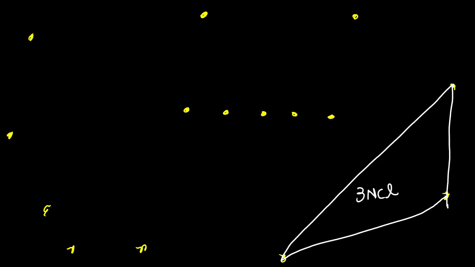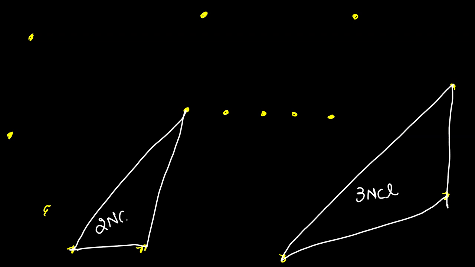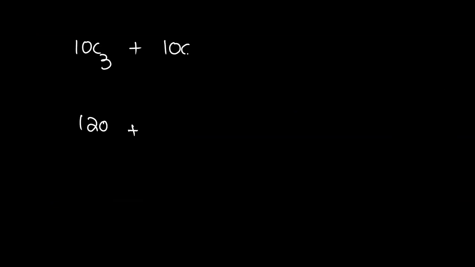Next, 3 points: I can take 2 non-collinear, 1 from collinear. Any issue? See, a triangle can still be formed. But this is 2 non-collinear, 1 from collinear. That means 10C2 into 5C1. 10C2 is 45 into 5, which means 225.